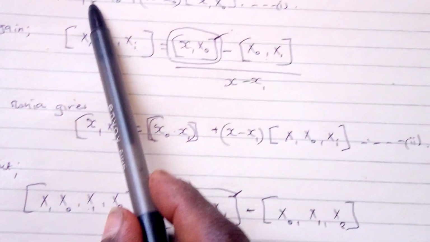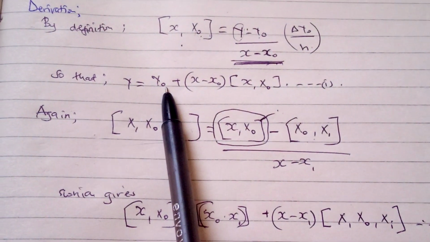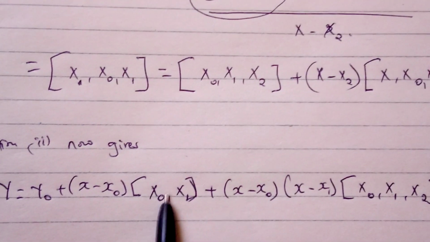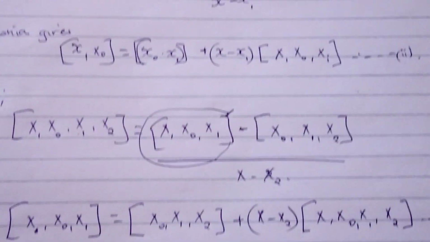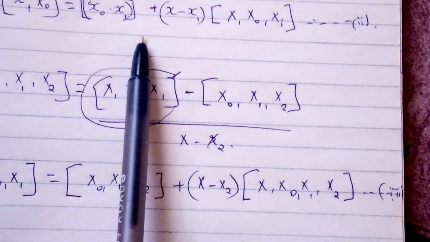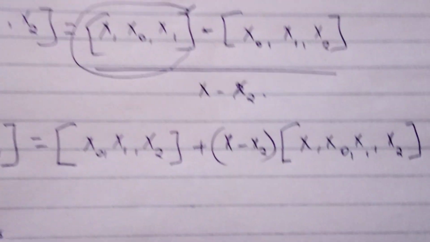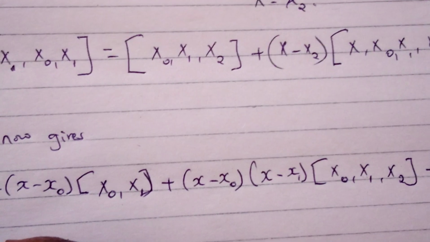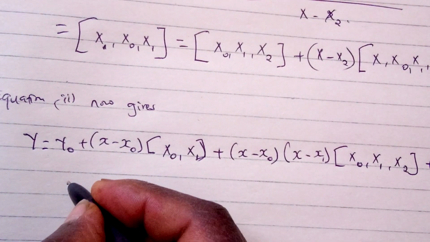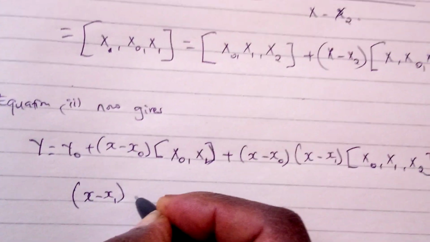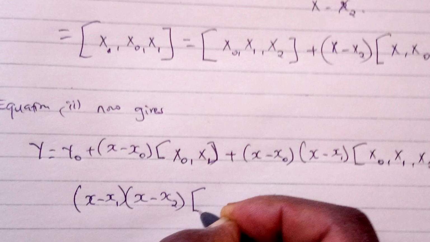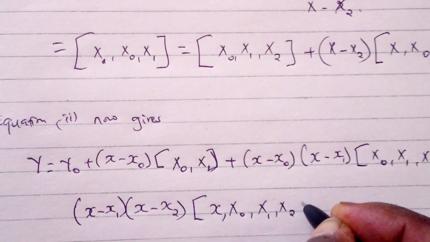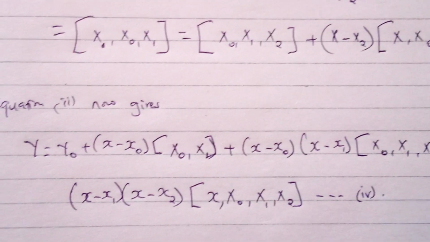So in the first one we had y is equal to y naught and all of this, and that is what we have here, and then plus x minus x naught, which is in our equation number 2, then plus x minus x naught multiplied by, so I hope you can see well, x minus x1, x minus x2 multiplied by x naught x1 and x2. This one is equation number 4.